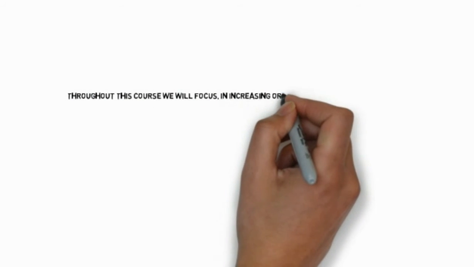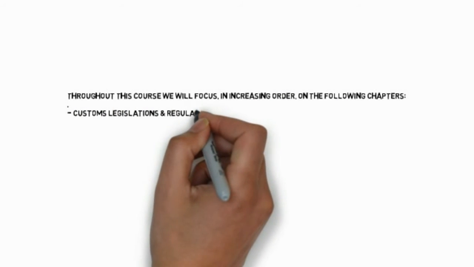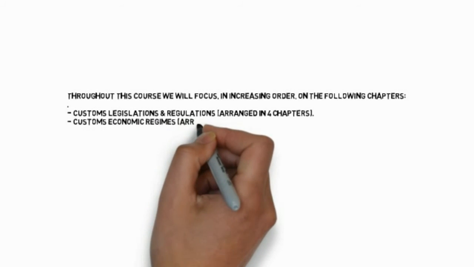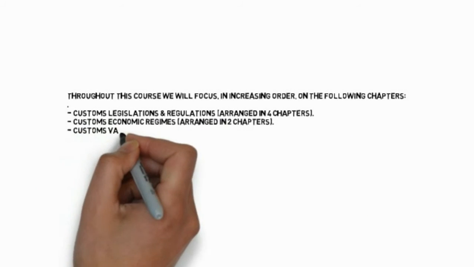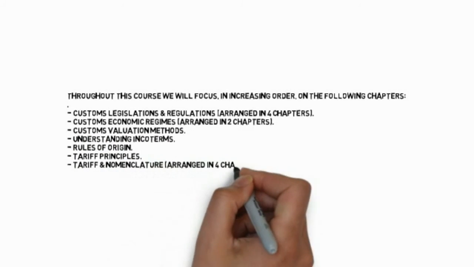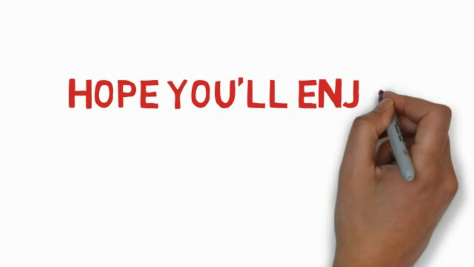Throughout this course we will focus, in increasing order, on the following chapters. Customs legislations and regulations, arranged in 4 chapters. Customs economic regimes, arranged in 2 chapters. Customs valuation methods. Understanding Incoterms. Rules of origin. Tariff principles. Tariff and nomenclature, arranged in 4 chapters. Customs litigations. Hope you enjoy. And let's begin.